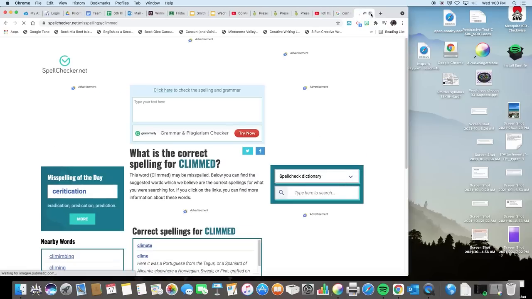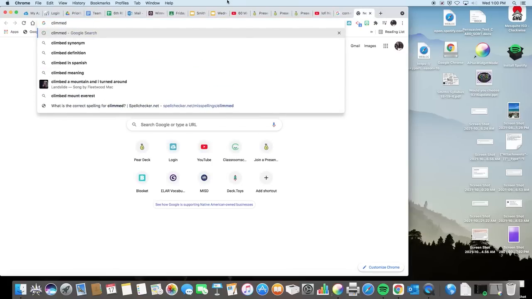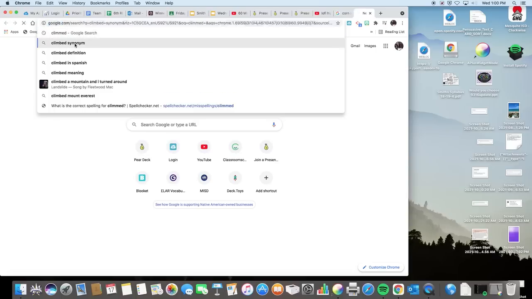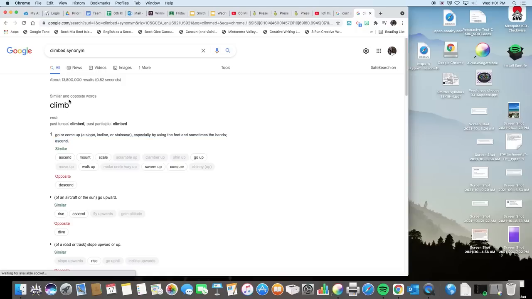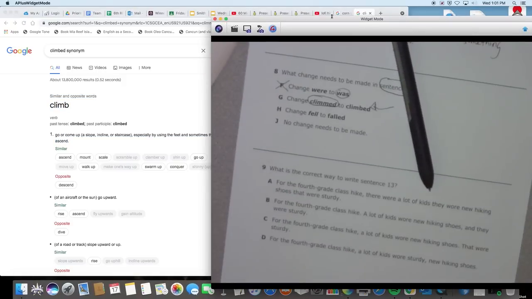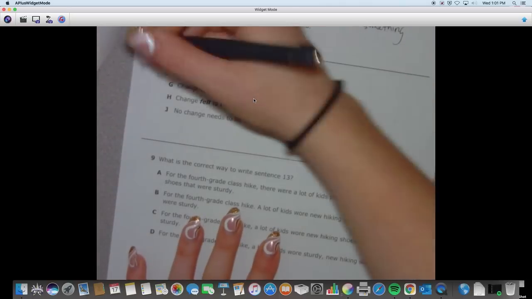No. Okay, let's try that again. Look how when I type it in, it's changing it to CLIMBED. And climbed means to go up something. So it looks like it is spelled wrong and it should have a B, not two M's. So if you Google a word and you can't find this spelling at all and it's changing it to this, then that means that this has to be the right answer. So climbed is spelled wrong, okay? So the correct answer is G.